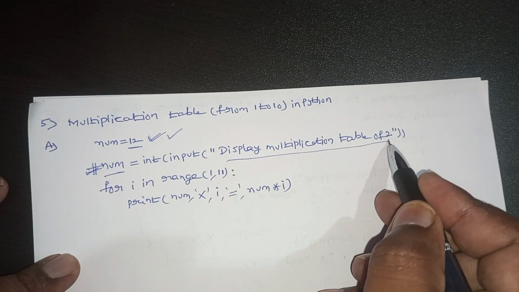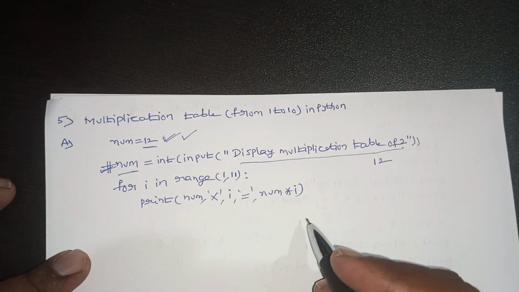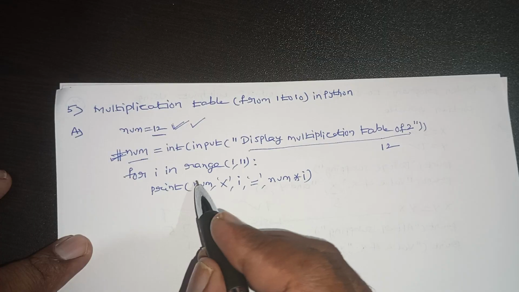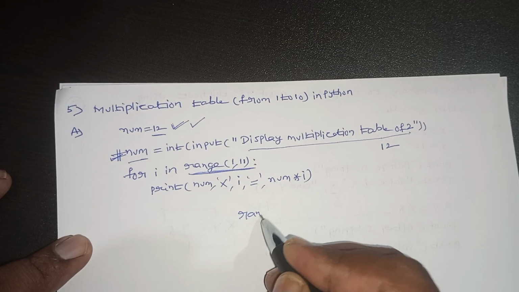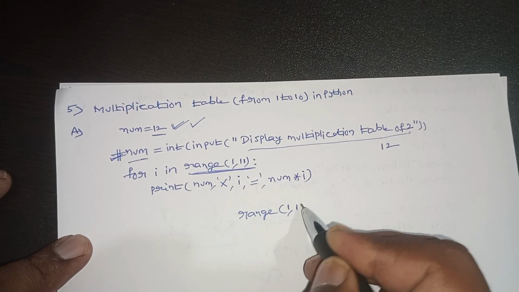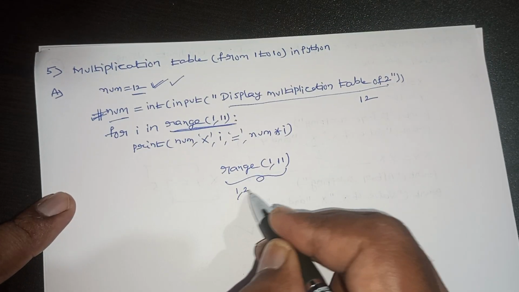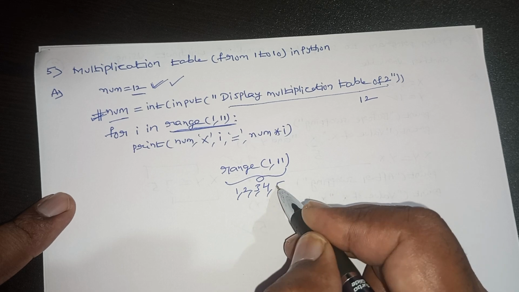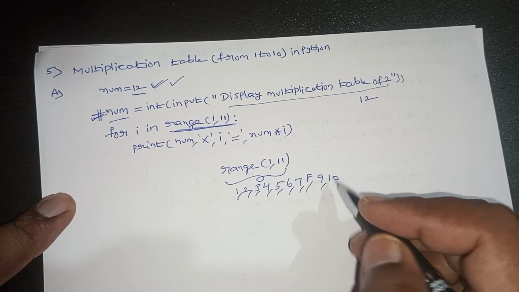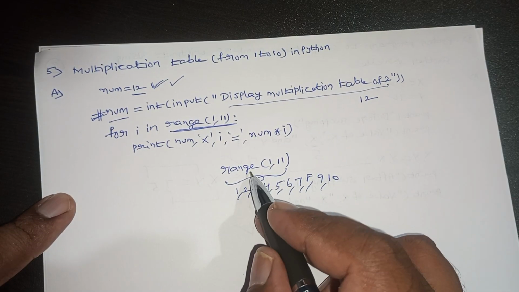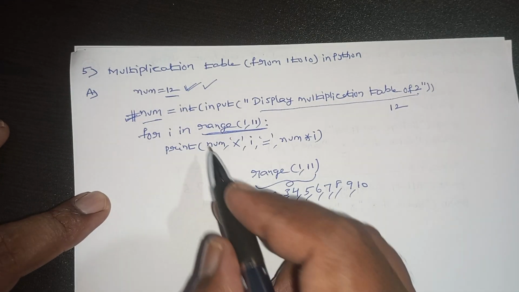Now what is this? Display the multiplication table of what? Input equal to 12, num equal to 12, I am taking. Now can you tell what will be the value here? Range of 1 comma 11. What will be the output? 11 minus 1, 10: 1, 2, 3, 4, 5, 6, 7, 8, 9, 10. Always, range of 1 comma 11 means you take minus 1, you have to take it like that.